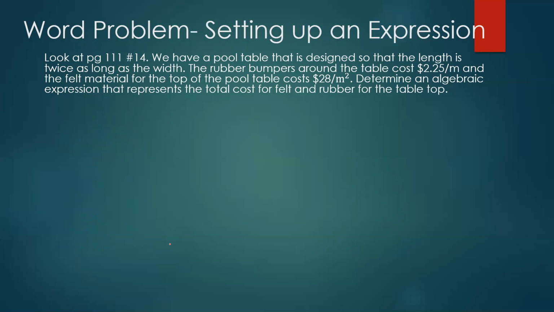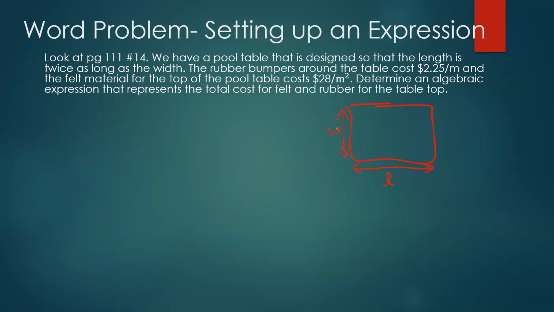So what we're going to do in this case is figure out what the expression is for the total cost of this pool table. Hopefully you'll get to read it step by step, and you can read all the details, but I kind of summarize it here. Essentially, this pool table is designed so that the length has to be twice as long as the width, right? If you want to picture this, I always find it really helpful to draw this out. So we have a pool table where this length right here is twice as long as the width, right?